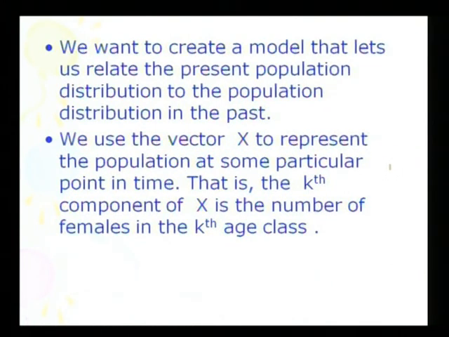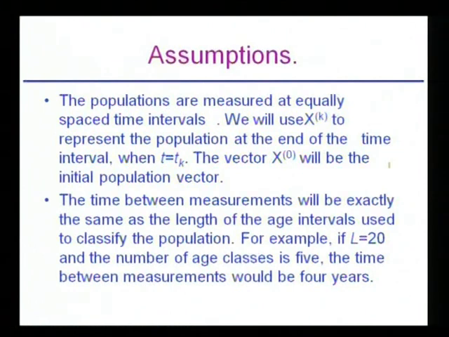We use the vector x to represent the population at some particular point in time. Supposing the x vector is x1, x2, etc., xn, the kth component of x is the number of females in the kth age class. The populations are measured at equally spaced time intervals. We will use xk to represent the population at the end of the time interval when t equals tk. Vector x0 will be the initial population vector.